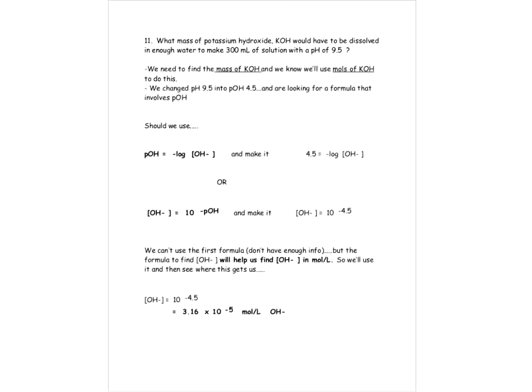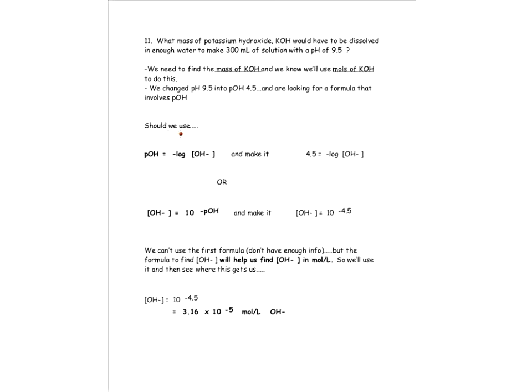Okay, so we know we're going to use some formula that involves pOH. So we're just going to recap here. We need to find the mass of KOH, and we know we're going to use moles of KOH to do this. And we changed pH 9.5 into pOH 4.5, and we're looking for a formula that involves pOH.